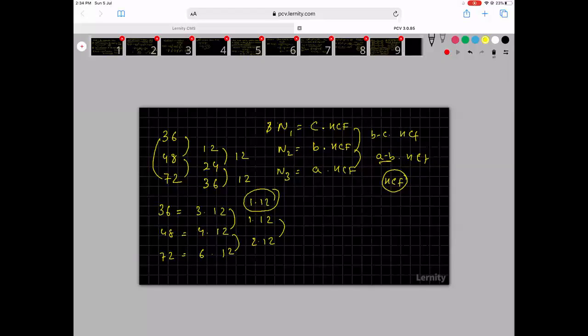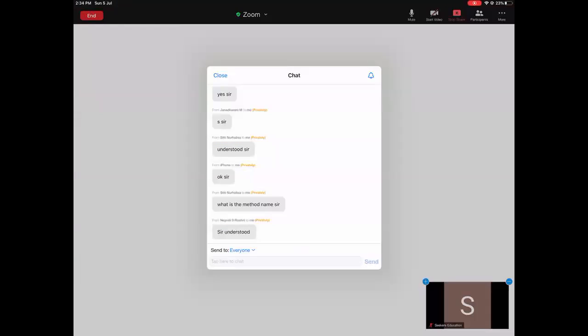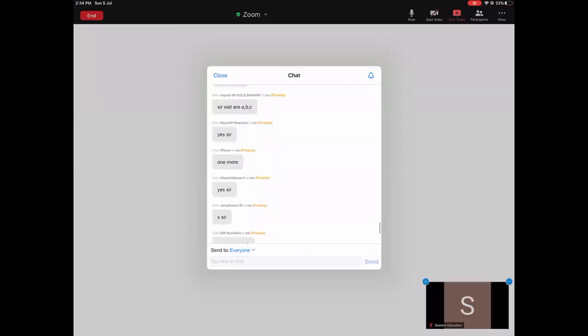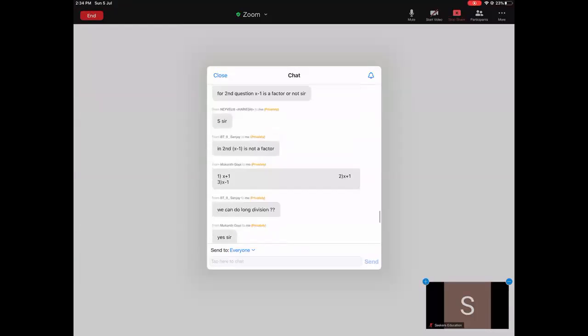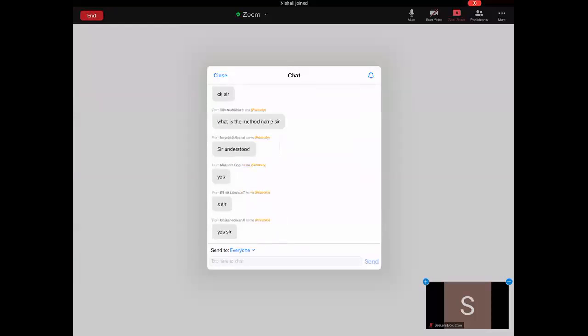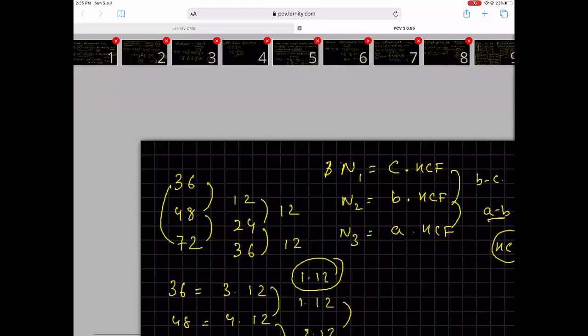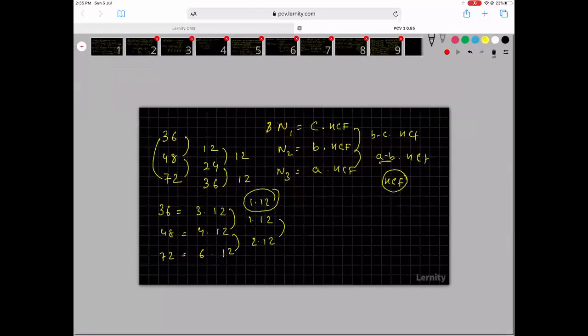Yeah, I hope you are able to understand this. If you understand this, we can move on. If you have not understood, the name of this method is, I don't know, I think some division. Sorry, subtraction. I hope all of you are able to understand this. If all of you are able to understand, then let me move ahead.